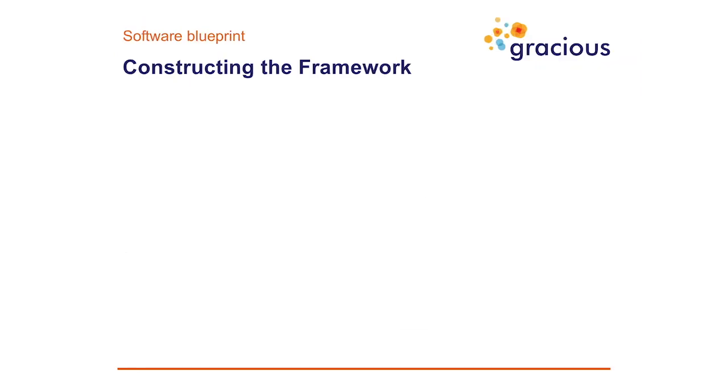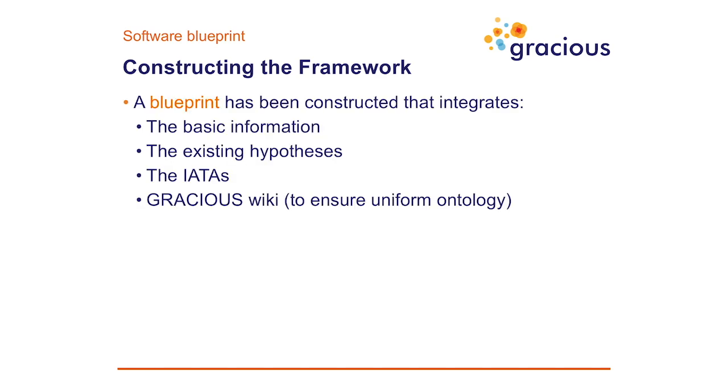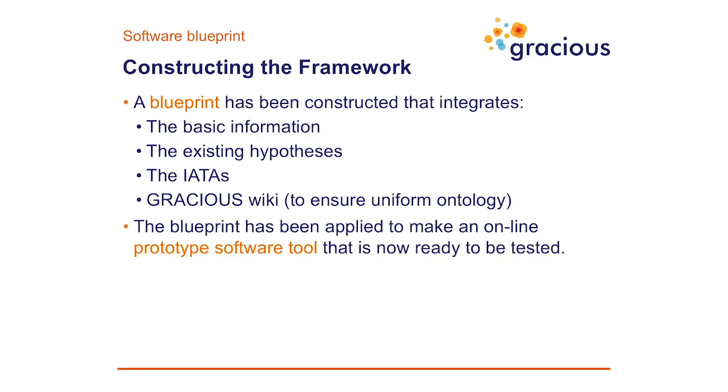So where are we now in terms of constructing the framework? Well, we're making a software blueprint that incorporates the basic information step, the existing hypotheses, and the IATAs, and it links to a wiki which ensures we have uniform ontology across this project, which is also in line with the ontology used in other projects. The blueprint has been applied to make an online prototype software tool that's now ready to be tested.